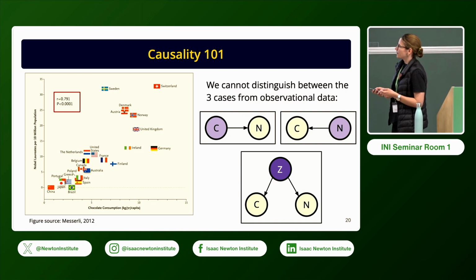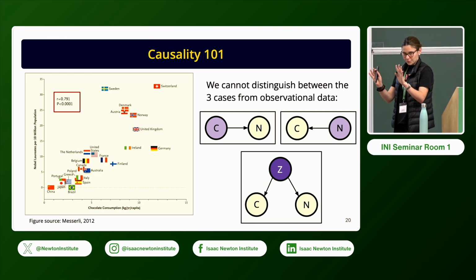So the 2 things that we will be able to do is impose structure by making strong assumptions and relying on domain expertise, or actually performing interventions. And this is where Bayesian experimental design can come in very handy.